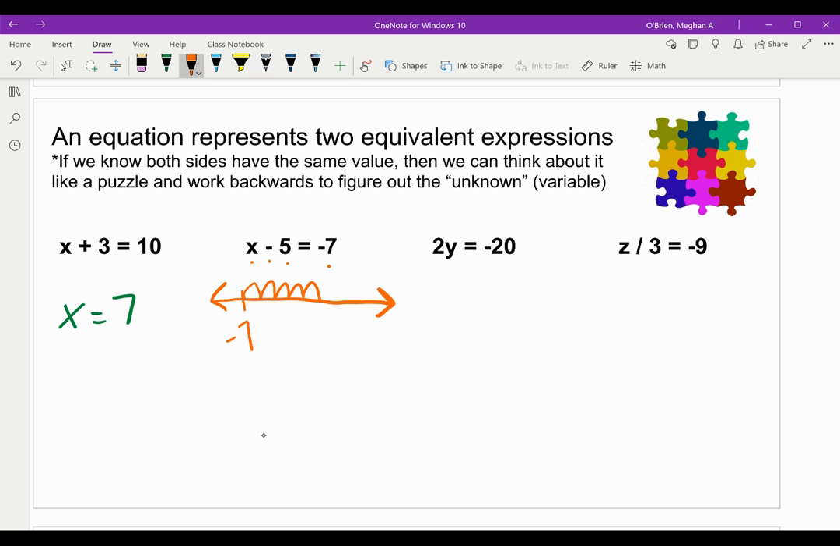Okay, 1, 2, 3, 4, 5. And this would give me like my unknown or my x. Well, what would that be? -7, this would be -6, -5, -4, -3, and -2. x equals -2 because I did 5 jumps from it. Okay, I'm working backwards, like I'm unraveling the puzzle.